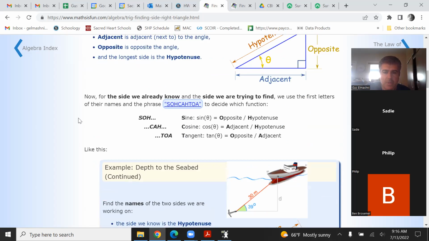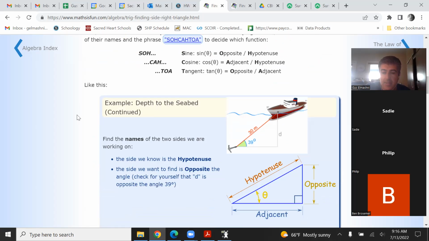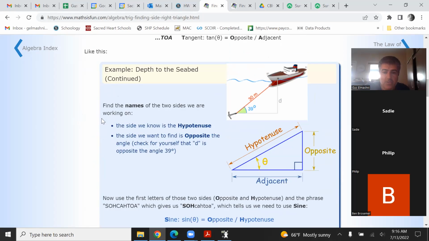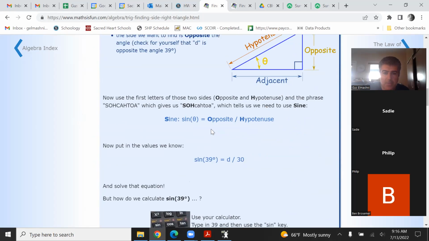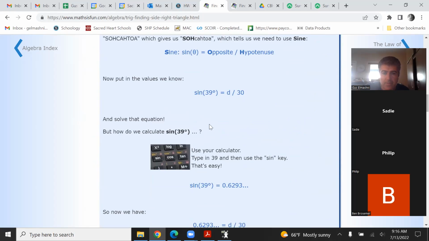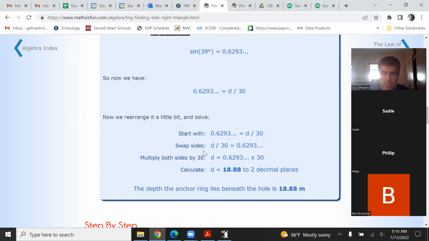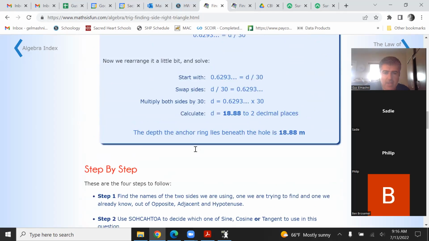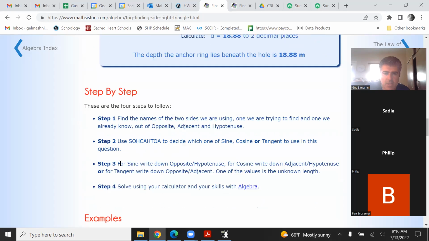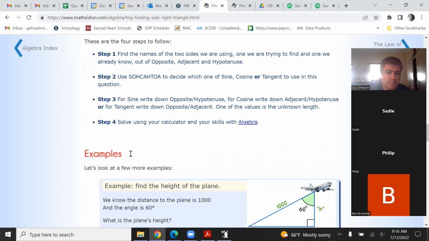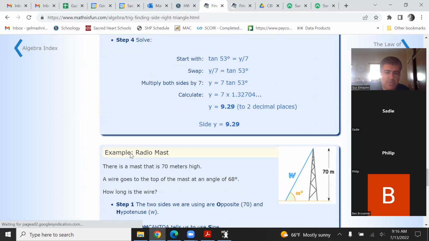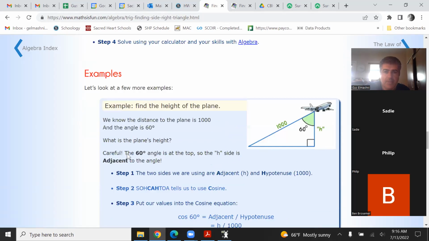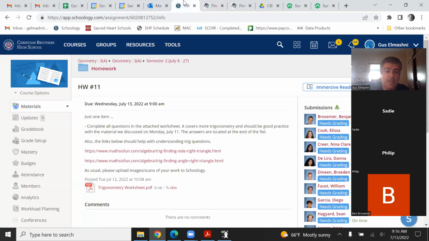So it's pretty clear that the 30 is the hypotenuse, the D is the opposite. So you have an O and H situation, so you got to use sine. So the sine of 39 degrees equals opposite over hypotenuse, or D over 30. Use your calculator, solve for D, and you got the answer, right? So it kind of explains again how to do it, and even explains in a summary. So you have this as a really good resource, and there's some really good examples here. So definitely use that as a resource if you're stuck with this.